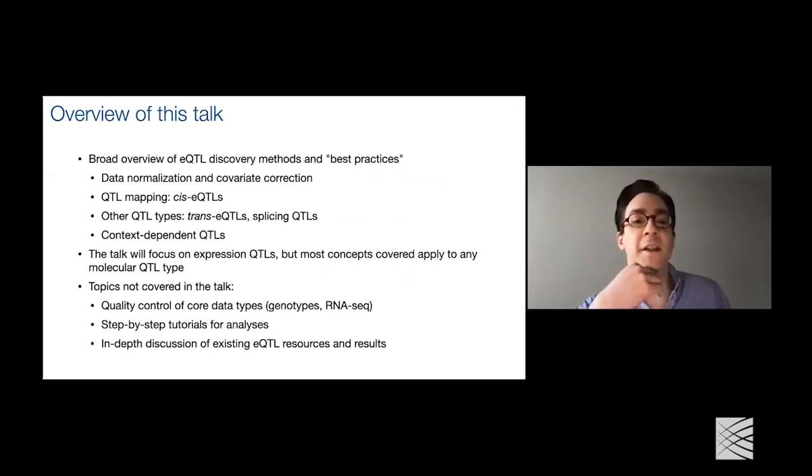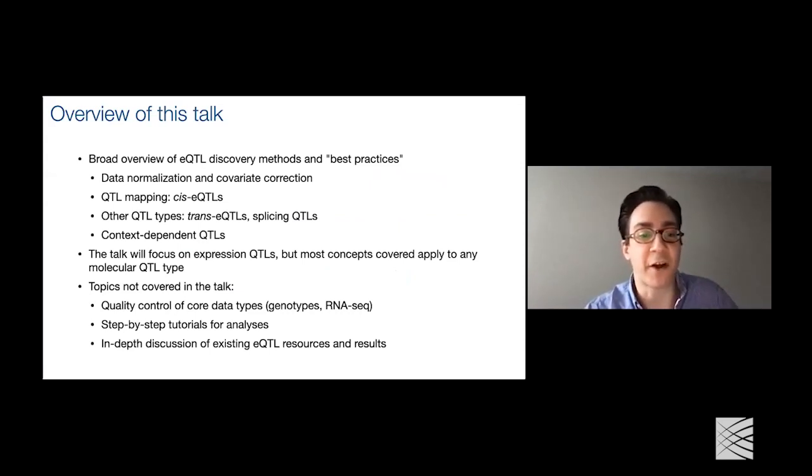In terms of the structure of the talk, I'll start with aspects of data normalization and covariate correction, then get into the details of QTL mapping for cis-QTLs, and talk about other QTL types, including transient QTLs, splicing QTLs, conditional independent QTLs, as well as context-dependent QTLs. And as I've mentioned, these concepts are really generally applicable.